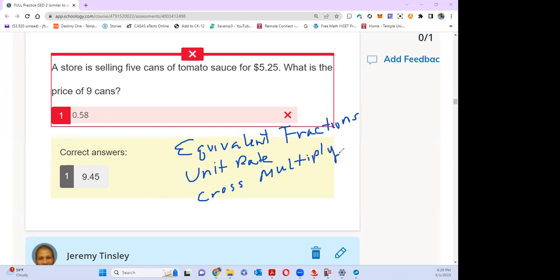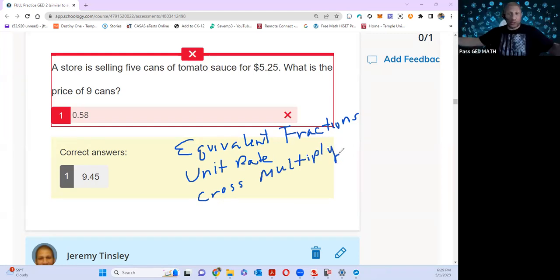So if you haven't taken ratio and proportions, if you haven't taken those quizzes on Schoology, you better take them, because you're going to have 3 to 4 problems on ratio and proportions. I can guarantee that. You must be ready in that area.